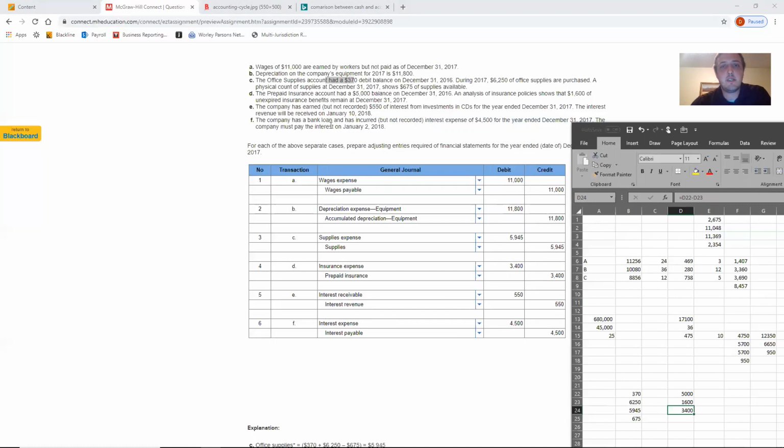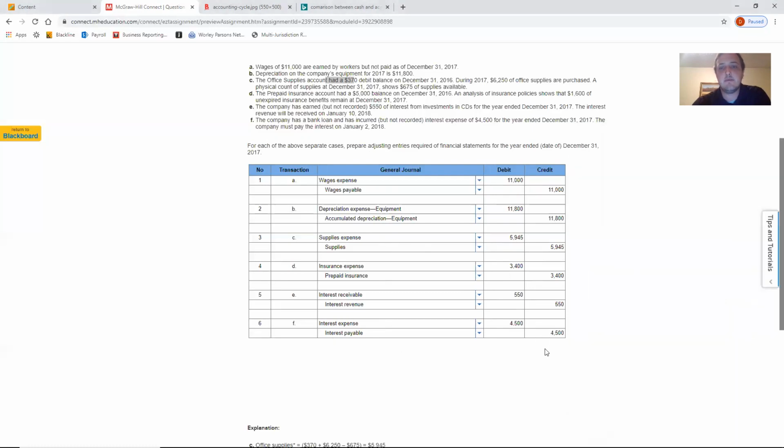And then we have a bank loan that we incurred the expense. So we're going to increase our expense, debit, interest expense, and we're going to pay that interest on January 2nd. So as of December 31st, we have a liability. Increase that liability, credit.